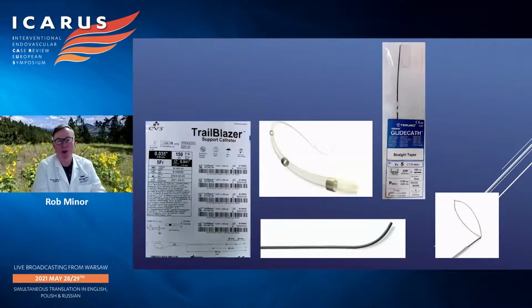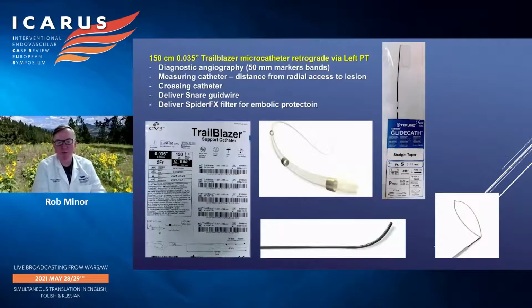With the help of a Trailblazer, we were then able to extend our advancement to the level of the common femoral artery. And I think this is one of Jan's favorite catheters because we can do diagnostic angiography with it. We can measure distances from the radial access to the lesion. It can be used as a crossing catheter, and it can deliver both the snare guide wire and the Spider embolic filter. During this case, an extra stiff Angle Glide wire was used through a Glide catheter with an Amplatz gooseneck snare.